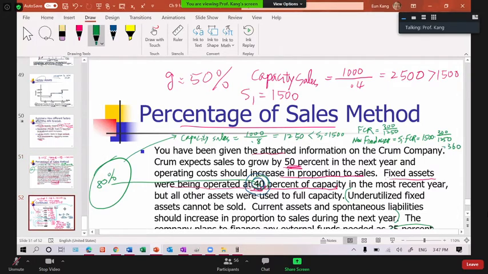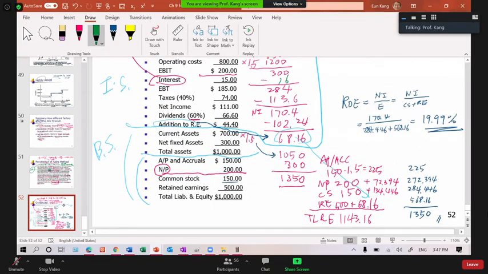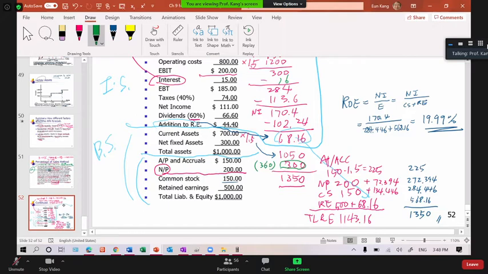Then what? Then you have to put 360 here instead of 300. You have to enter 360 if it is 80%. Then you have to change all the numbers accordingly, right? For example, then total asset will be 1410 instead of 1350, right? And then you have to change the numbers accordingly.